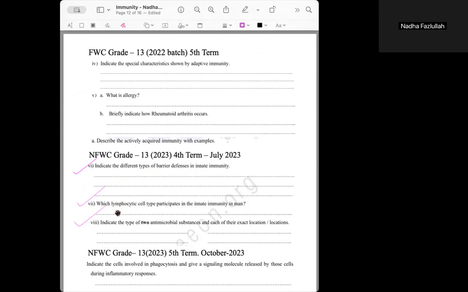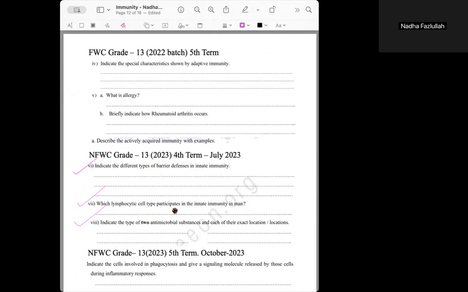Name the lymphocytic cell. Okay, earlier they asked you for the type of cell the natural killer cells were. They were lymphocytes, right? Now they are asking you which lymphocytic cell type participates in the innate immunity in man. So what is the lymphocytic cell type? That is natural killer cell.